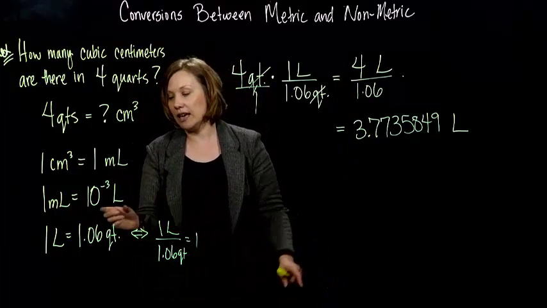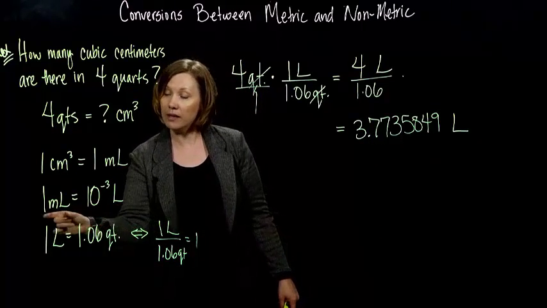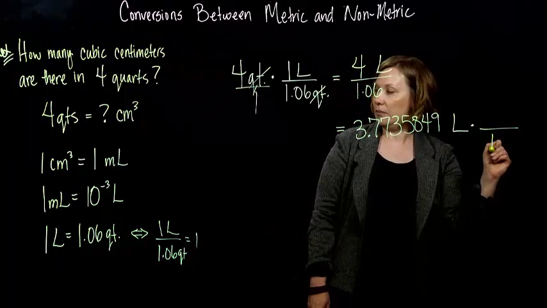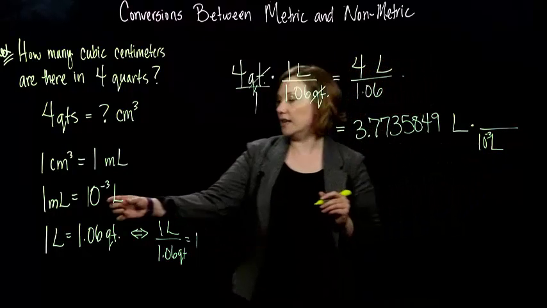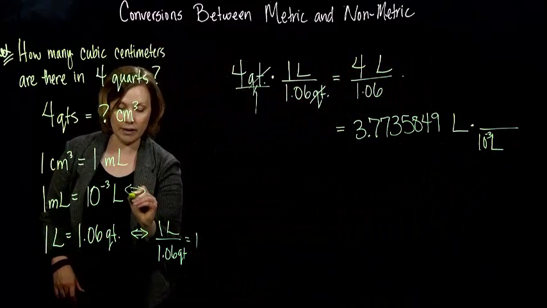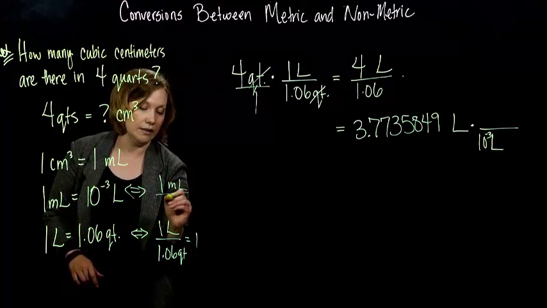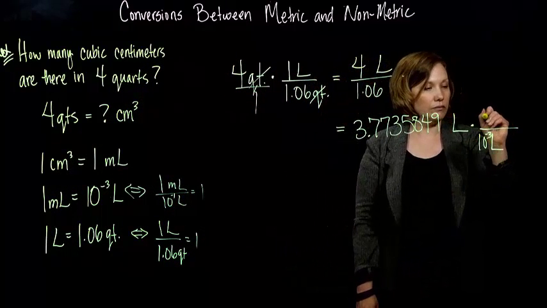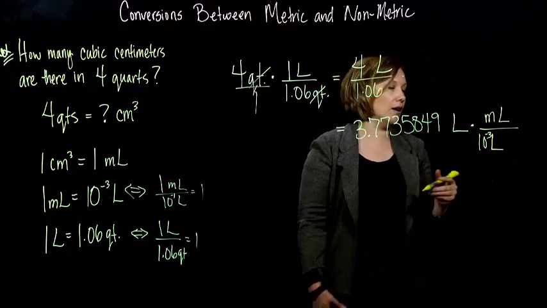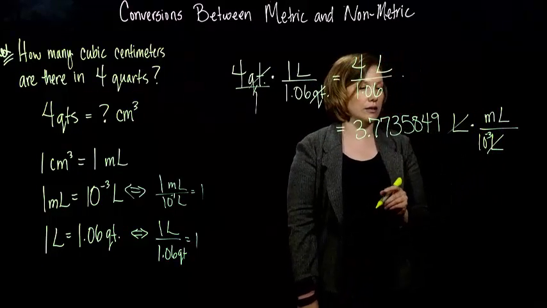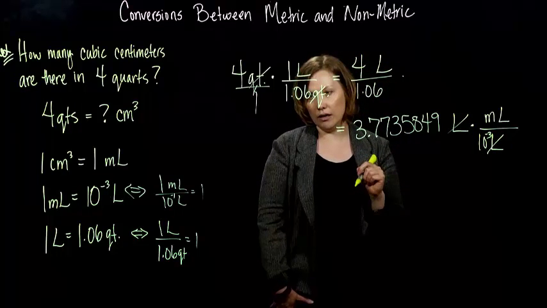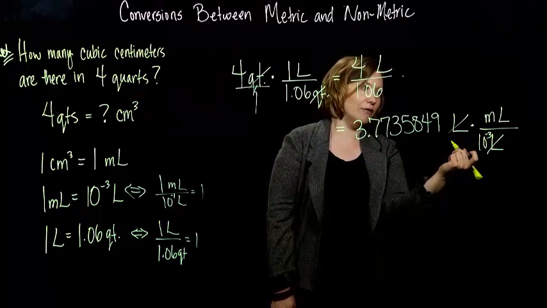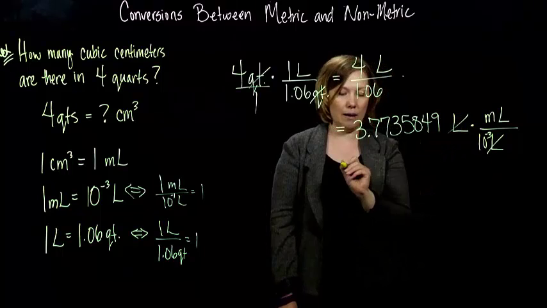So I want the liters to cancel out. So I want the liters in the bottom, and I want the milliliters in the top. So I'm going to multiply by liters in the bottom, 10 to the minus 3. Right? I take this and divide on both sides by 10 to the minus 3. I get 1 milliliter over 10 to the minus 3 liters equals 1. And so now I've got my liters canceled out. And so 10 to the minus 3, right? I don't like that in the bottom. I want to simplify this. So I'm going to move that to the top of the fraction.